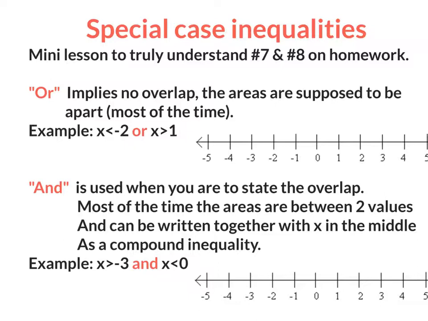Okay, so or. We already know that or implies no overlap, right? It's probably going one way, going the other way, right? So or implies no overlap. The areas are supposed to be apart most of the time. This is where it gets weird most of the time because sometimes it doesn't happen.